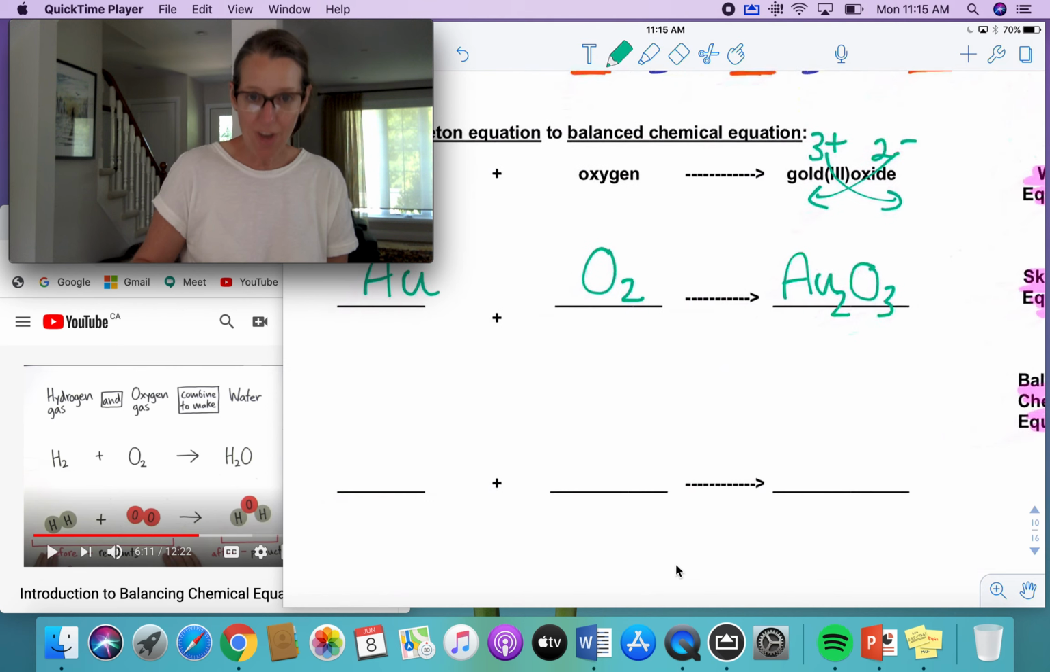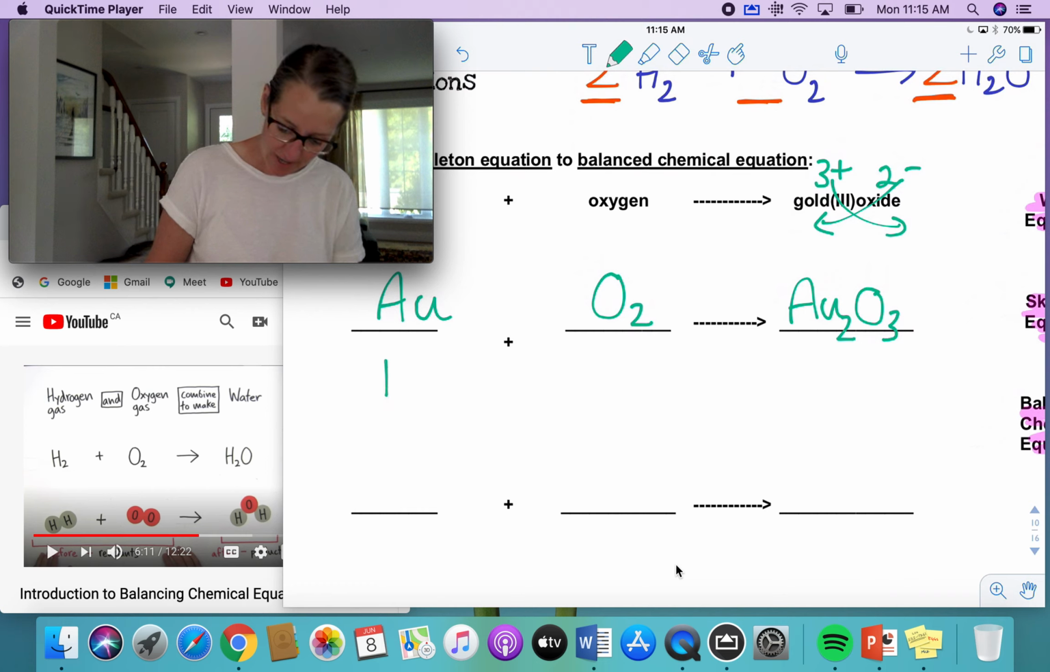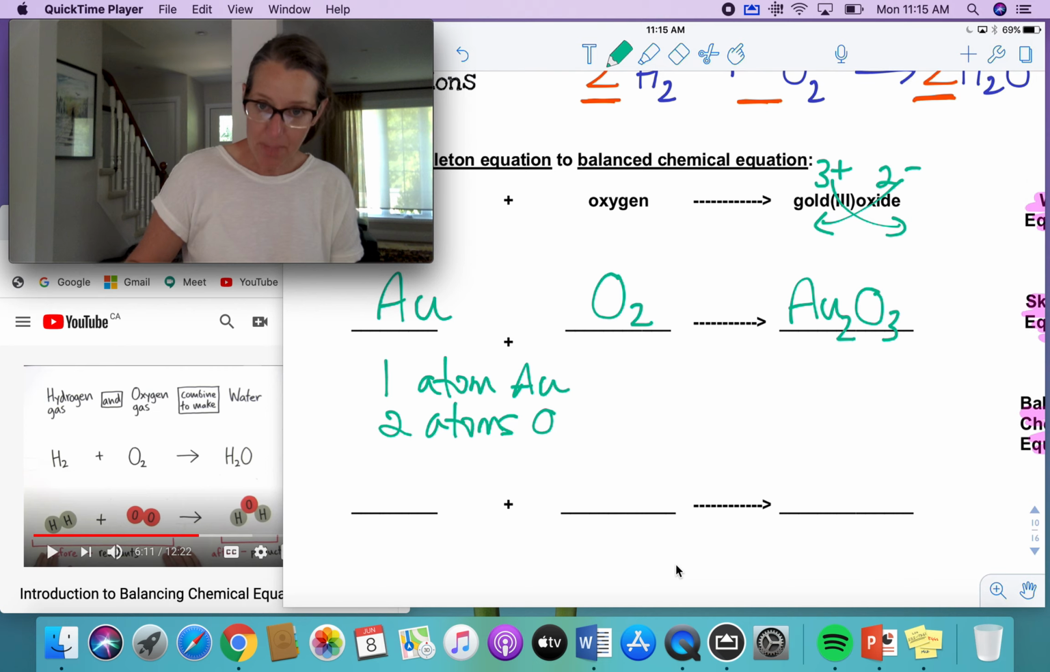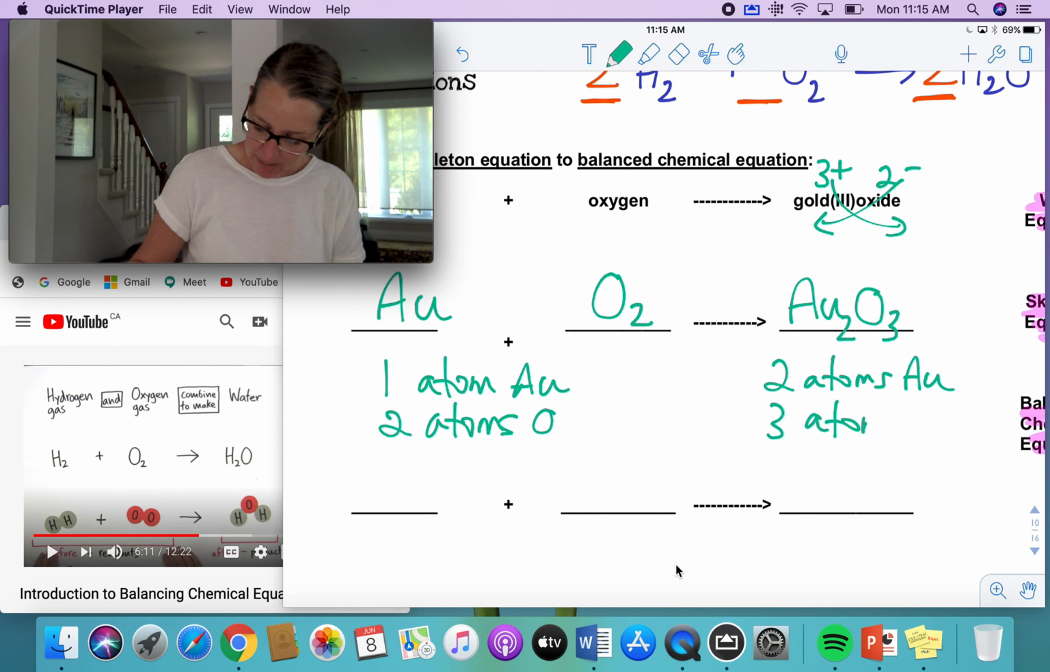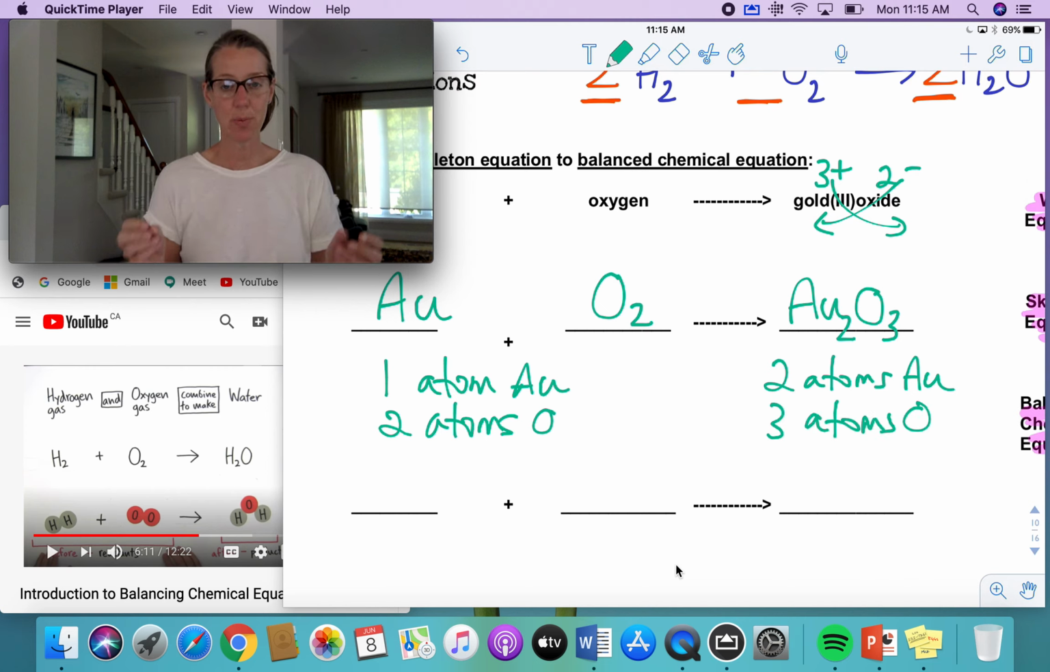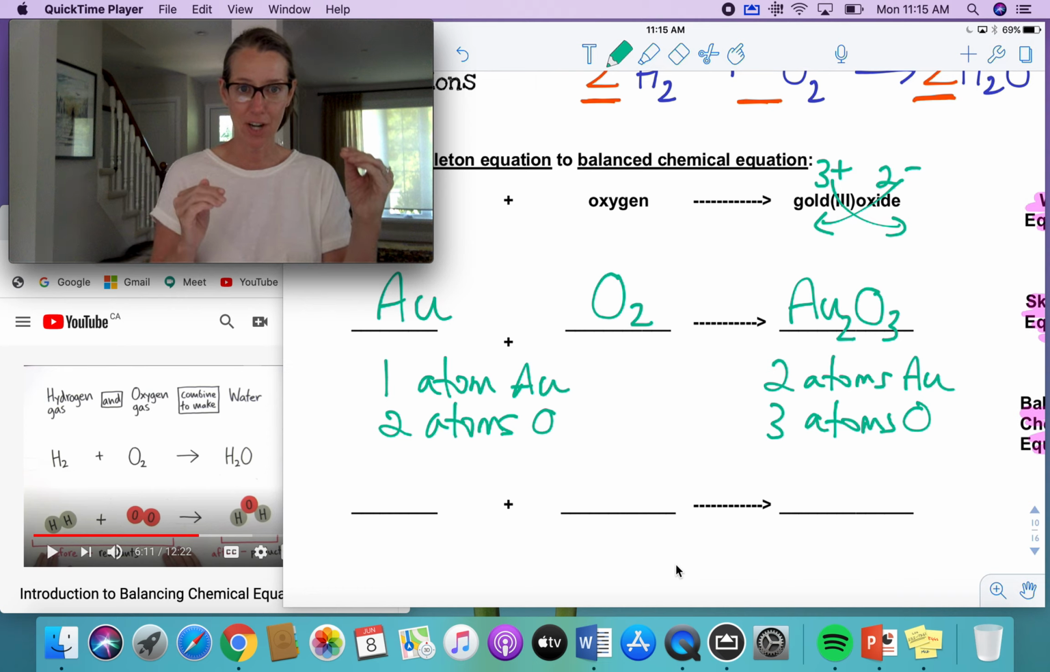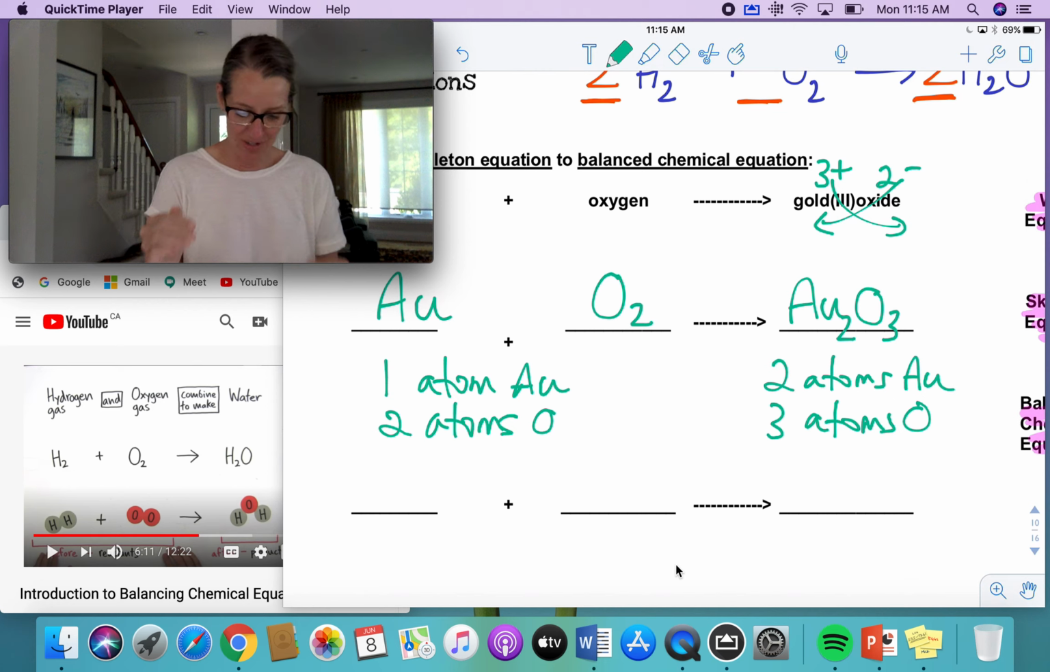Do as much rough work as you need. For the first one, you might need a bit more rough work than once you get good at this, okay? I have on this side, in total, 1 atom of Au, and I have in total 2 atoms of O. On the product side, I have 2 atoms of Au, and I have 3 atoms of O. Now, here's where you've got an odd number and an even number.